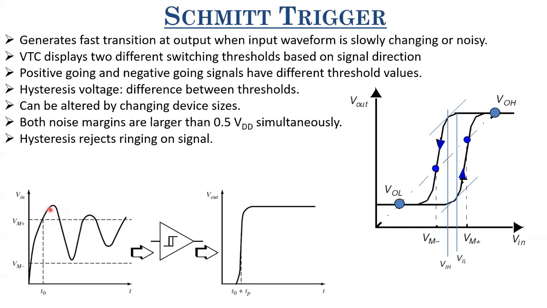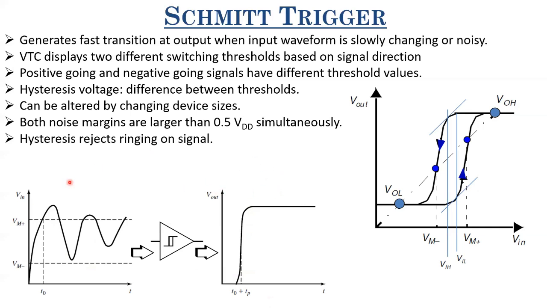And then it remains 1 until the input going from 1 to 0 hits this VM minus. Since the difference between VM plus and VM minus is quite large, even when this is ringing significantly, you are getting only one output and it remains stable at 1, right? Unless this input going from 1 to 0 hits this VM minus, this won't fall to 0. It will remain at 1. So that's the advantage, right?